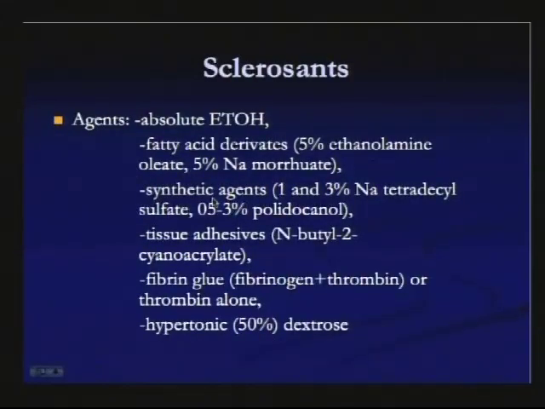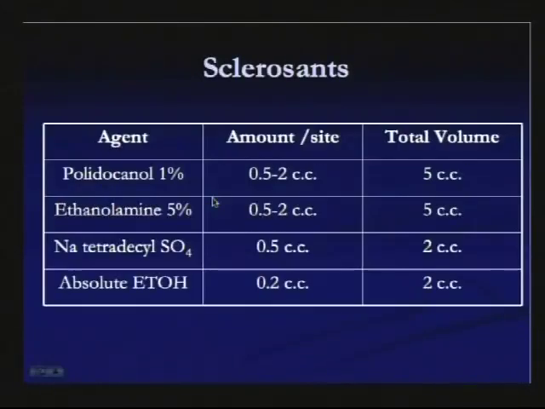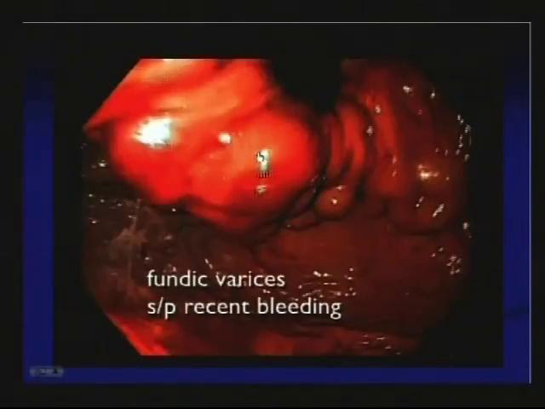Sclerosing agents: absolute alcohol, sodium morrhuate, polidocanol; adhesive agents, which we use in patients with gastric varices, fibrin glue, or even hypertonic dextrose. They cause vascular thrombosis and tissue necrosis, which eventually heals with fibrosis. And the indication is mostly variceal bleed. So if it's in the esophagus and these patients have failed variceal band ligation, we inject this sclerosing agent, but they can have a risk of strictures. The glue can have risk of embolization and sepsis. These are the agents and how much we can use. You have it on your side in your handout.